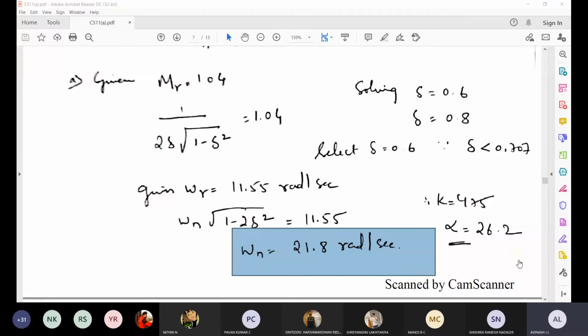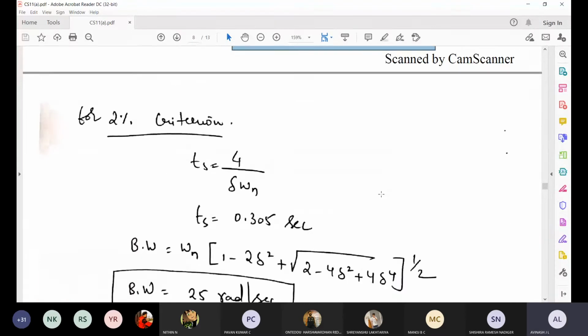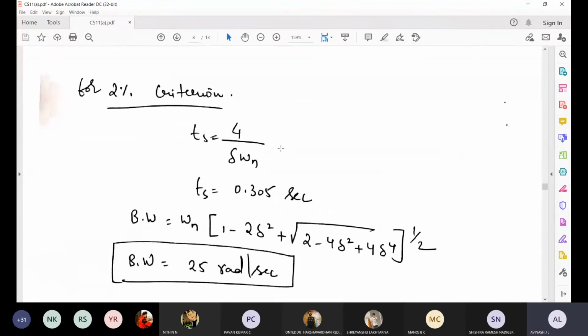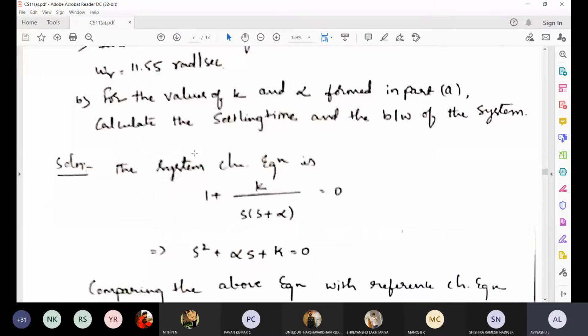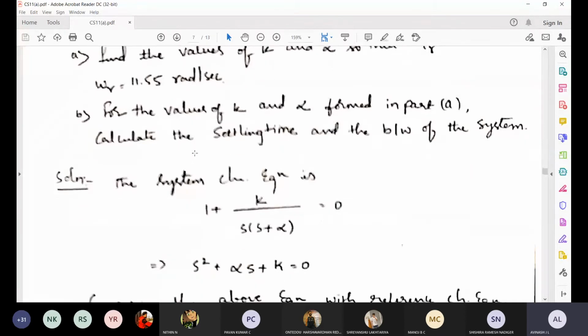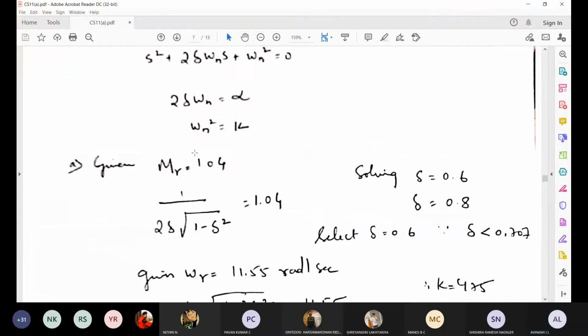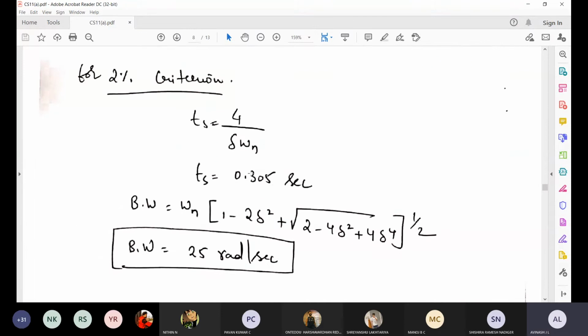Okay, so all of you got it, I think. So now we can go for the next step. For the 2% criteria, only the time domain specification you can use, the 2% tolerance band. Okay, so here you can see the settling time. Why do we need to find this particular Ts? Settling time we need to find out.